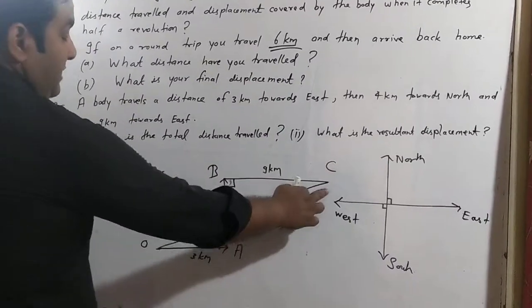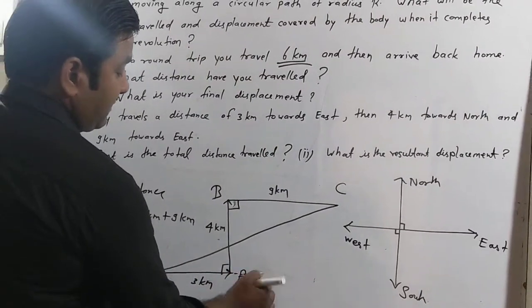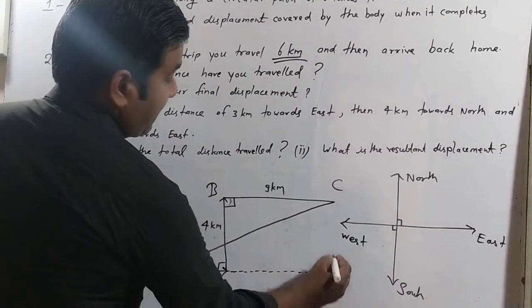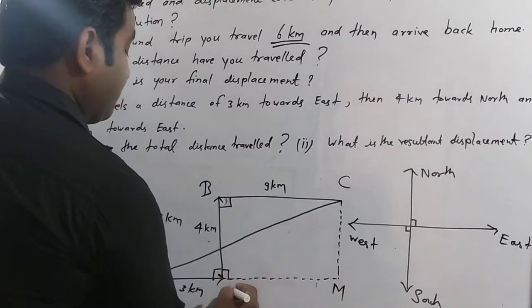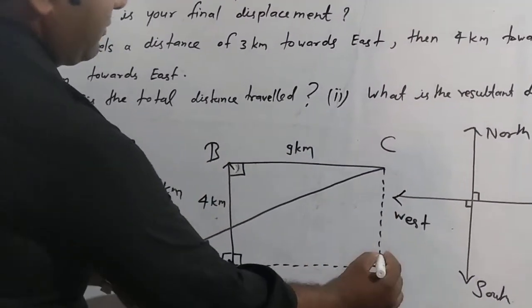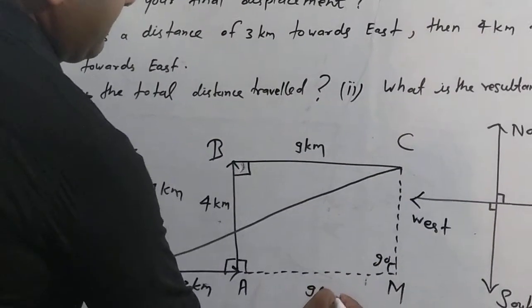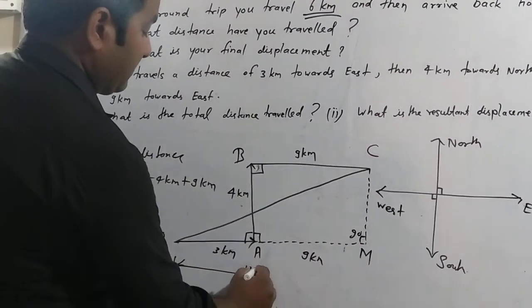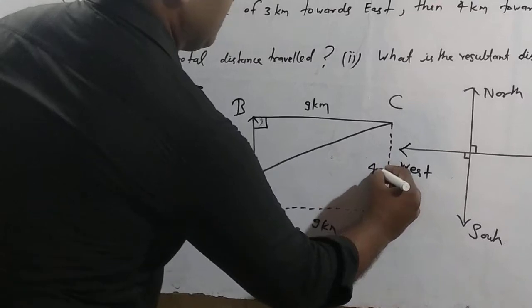Then to calculate this length, we have to draw OA in the forward direction, and then draw a perpendicular from C to point M. This is also 90 degrees, and here BC is 9 kilometers, so this one is also 9. This is the 90-degree angle, and this one will be 9 kilometers. So OA and AM total 9 plus 3, 12 kilometers, and this one is 4, so this one is also 4 kilometers.